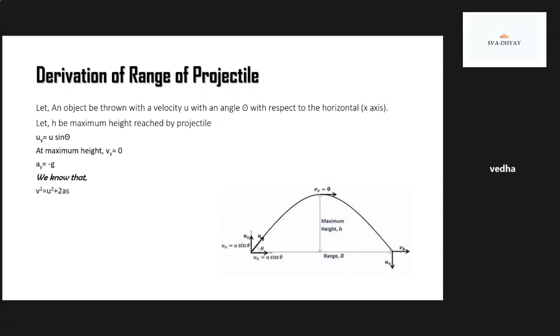We know that v square is equal to u square plus 2as. That is the third equation of motion. So vy whole square is equal to uy whole square minus 2ayh. So here ay is g, so we can write minus 2gh. Now vy is 0, so 0 is equal to (u sin theta) whole square minus 2gh. So h is equal to (u sin theta) whole square divided by 2g.